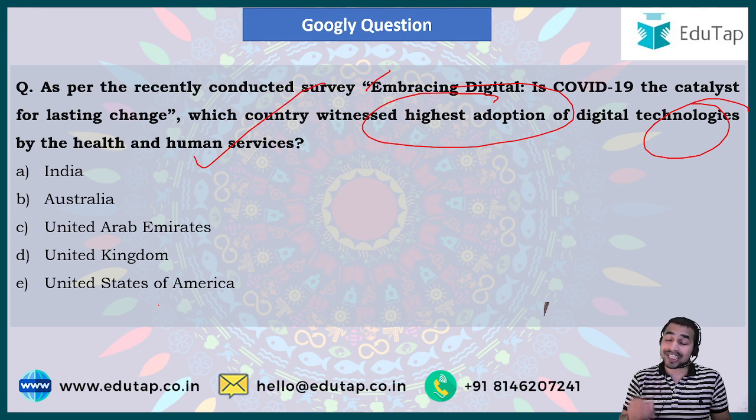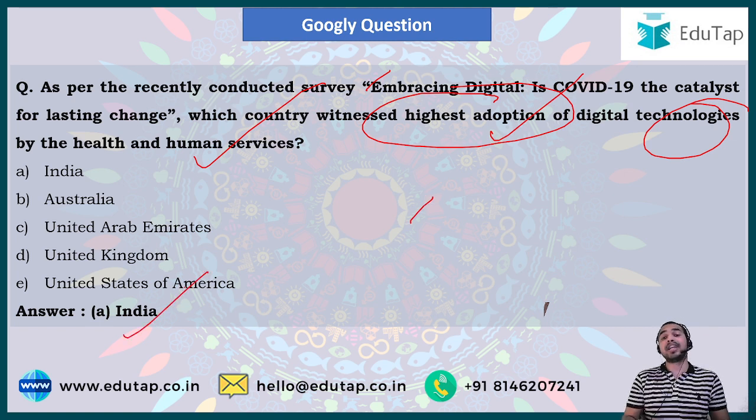of America. So guys, kindly answer this question in the comment section below, the name of the country which has witnessed the highest adoption of digital technologies. And guys, the right answer to this particular question is none other than option A, that is India. So guys, India is the country which has witnessed the highest adoption of digital technologies by the health and human services, as per this mentioned report.